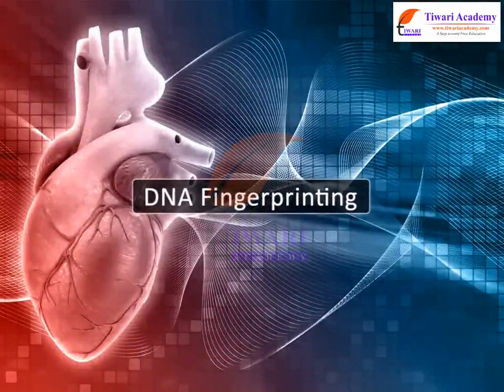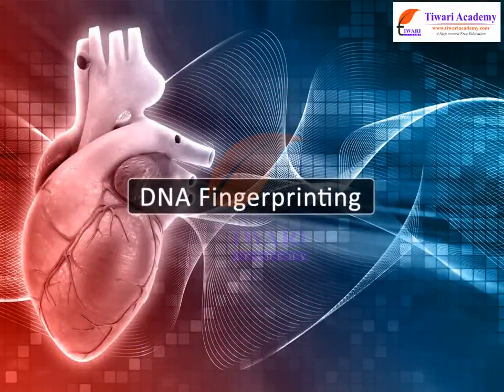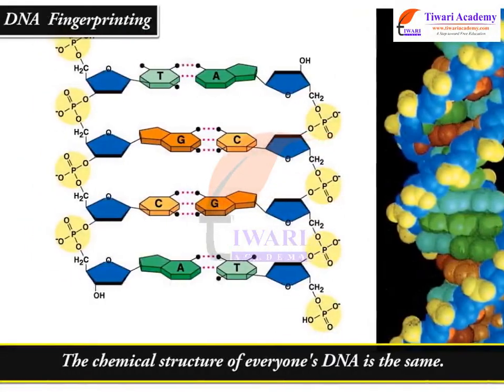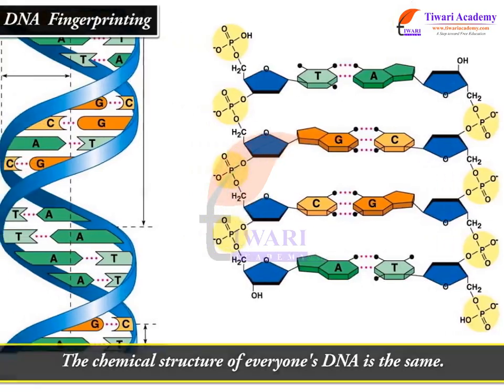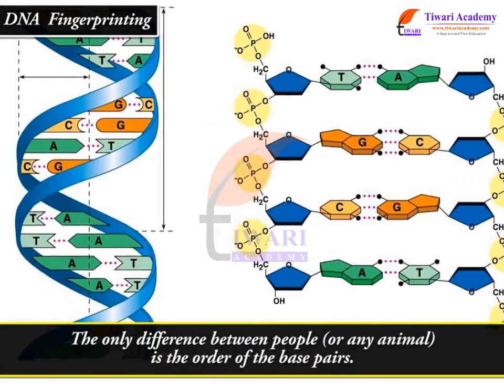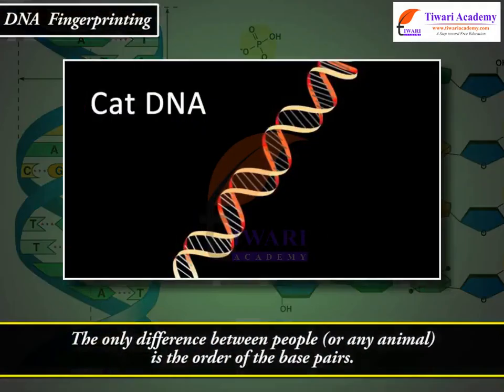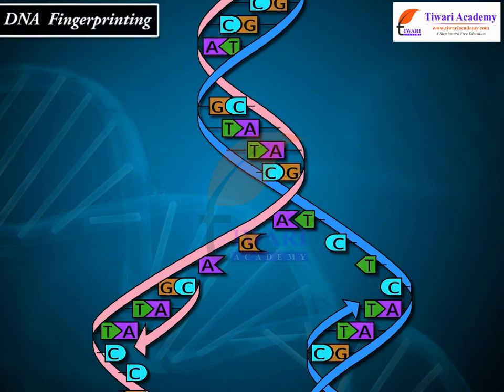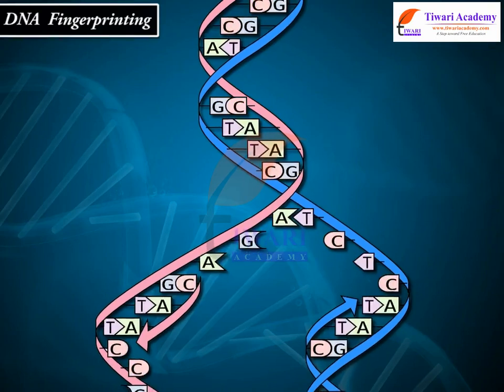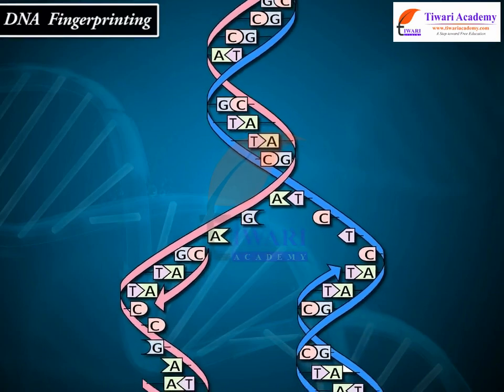DNA fingerprinting. The chemical structure of everyone's DNA is the same. The only difference between people or any animal is the order of the base pairs. There are so many millions of base pairs in each person's DNA that every person has a different sequence.